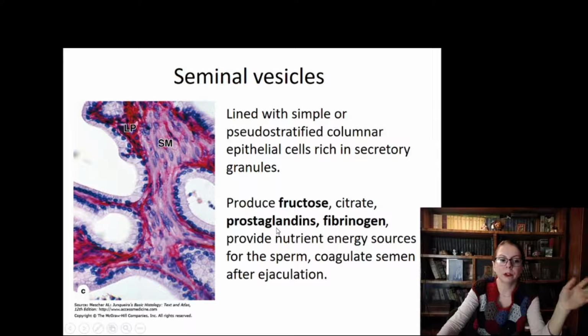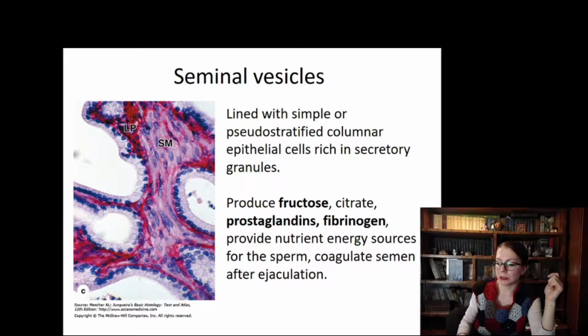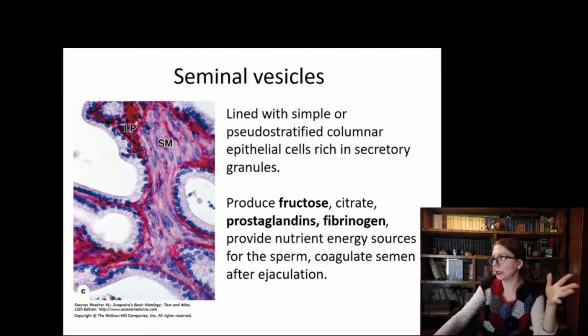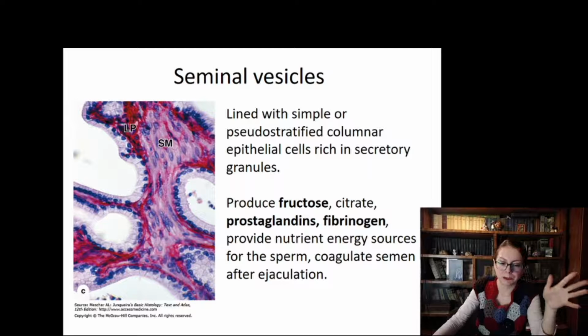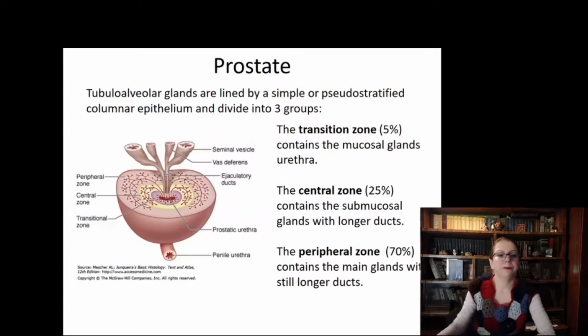and everything that's needed to nourish spermatozoa and to provide the proper microenvironment when seminal fluid appears inside the female reproductive tract, because it needs to deal with unusual pH level and to provide spermatozoa with all the nutrients for several hours or even days of incubation there. So they have to survive in the female reproductive system. Then we have to talk about the prostate.